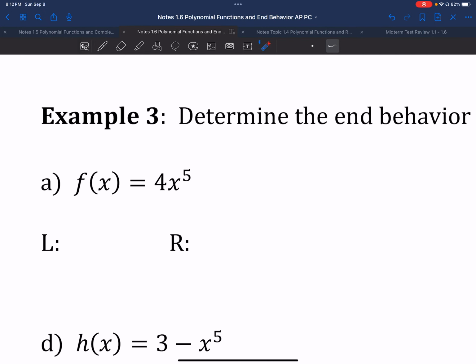Example 3a, I have the function f of x equals 4x to the fifth. So fifth, I'm going to make a note that this is an odd degree. And then I'm going to look at the leading coefficient and see that it's 4, so I'm going to say that it's a positive leading coefficient.